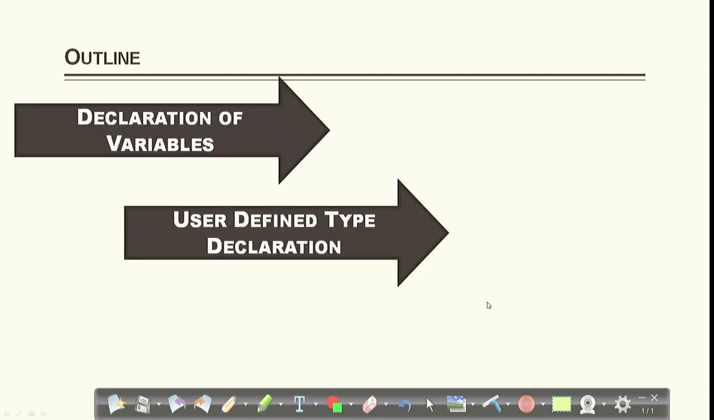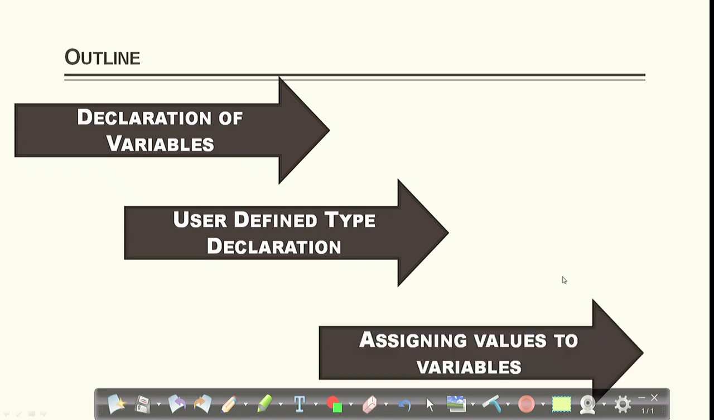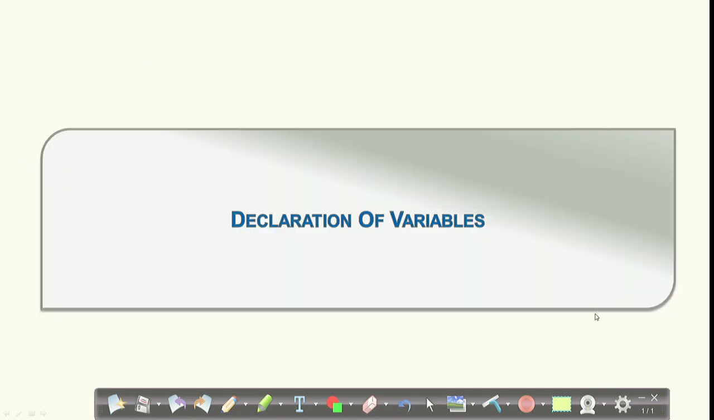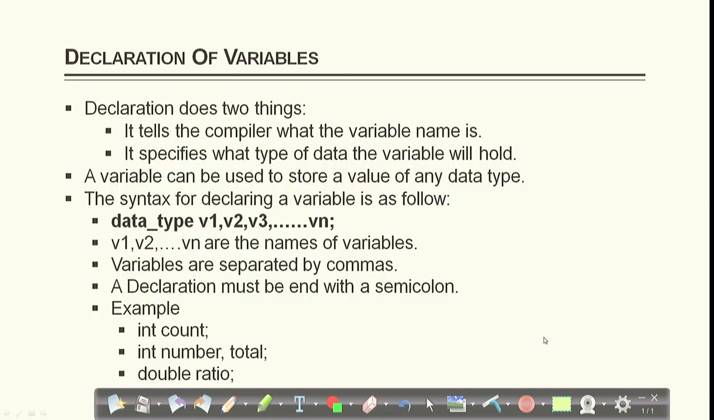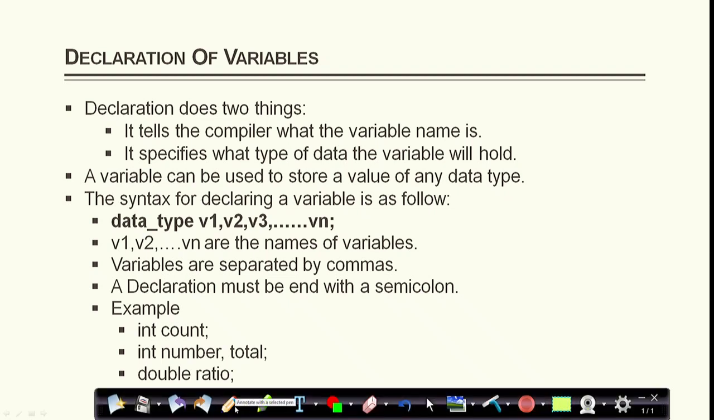Later on we will see the user defined type declaration using a typedef, and then at last we will see how you can assign a value to the declared variable. So first, starting with the declaration of the variable. In a previous lecture we had seen how you can decide the name of your variable.